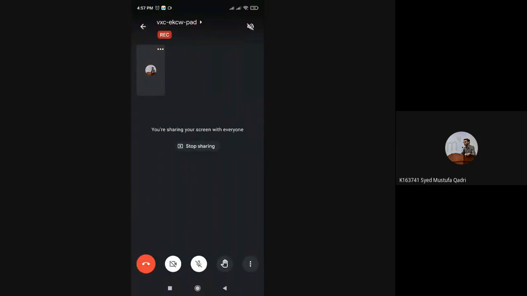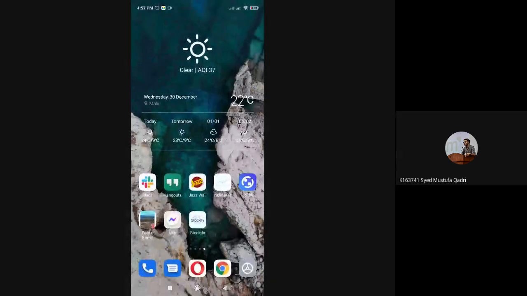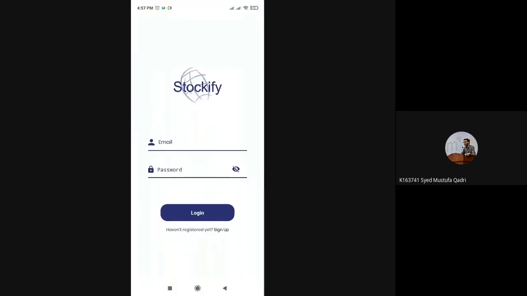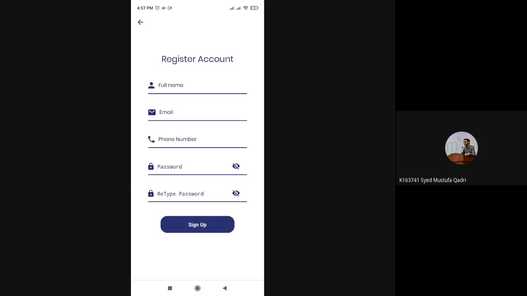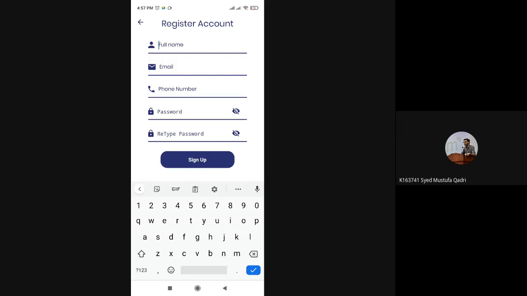Okay, so Assalamu alaikum everyone, and I will be giving the complete flow of our final year project, which is the Stockify application, a mobile application. So, sir, this is the landing screen, which is a basic login page, and from here a user can register himself. So, I am creating an account by your name.